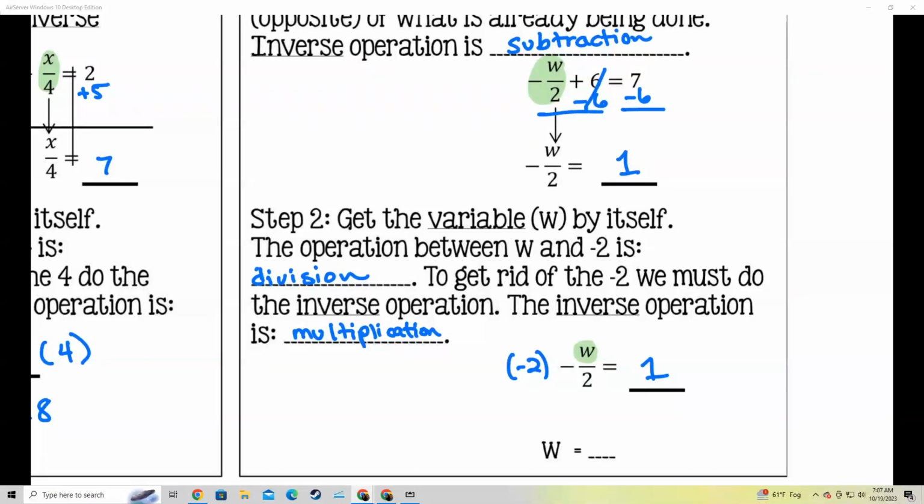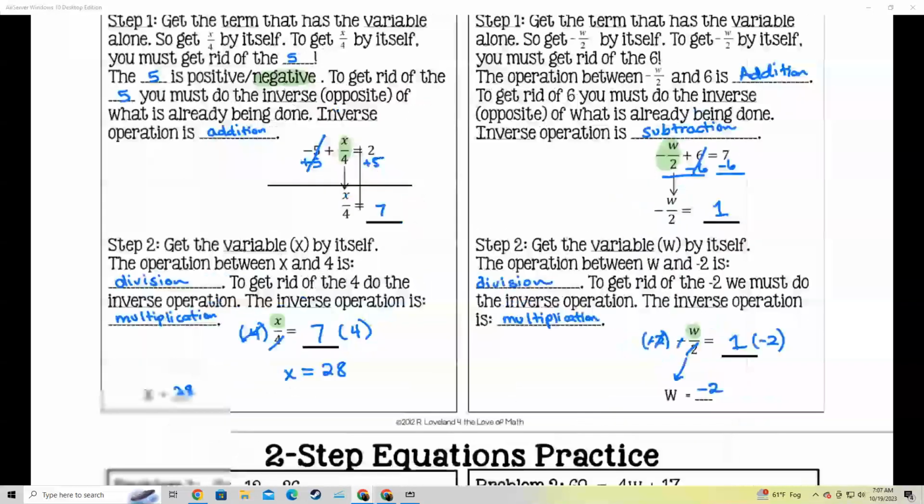Remember, there's that negative in the front, so I'm trying to get rid of it as well. These negatives are going to cancel. The 2's are going to cancel. I'm just left with the w that falls, and then 1 times negative 2 is negative 2. Okay, that takes care of the third page.